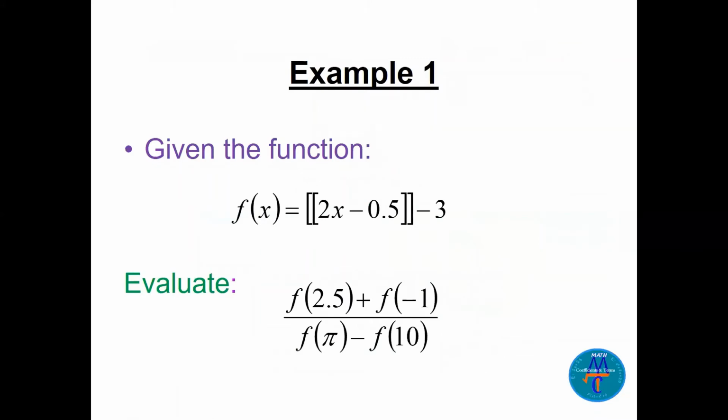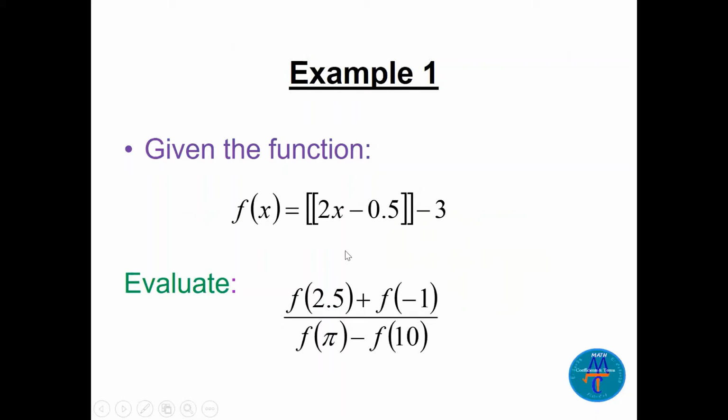Now, let's take an example here. If we have a greatest integer function, 2x minus 0.5 minus 3. Find f of 2.5 plus f of -1 divided by f of pi minus f of 10. We have to add and subtract, then we divide. Let's go one by one. If we understand the first one, the rest will be easy.